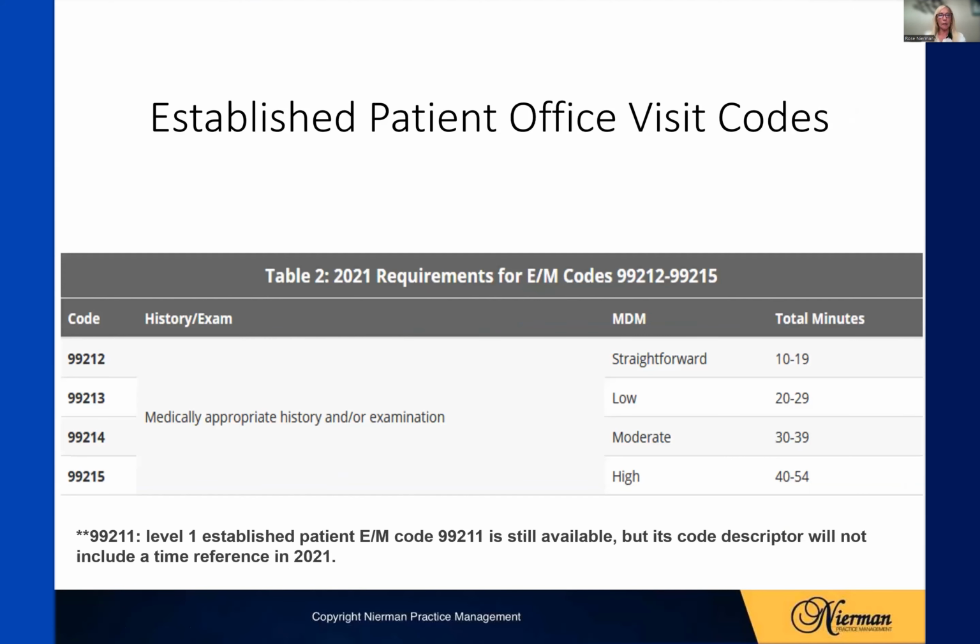So the established patient codes, you got the level 1, which is still available, and that can be staff time, 99211, up to a level 5, and they list the time. For instance, the highest level established patient code, 99215, is 40 to 54 minutes. Okay.